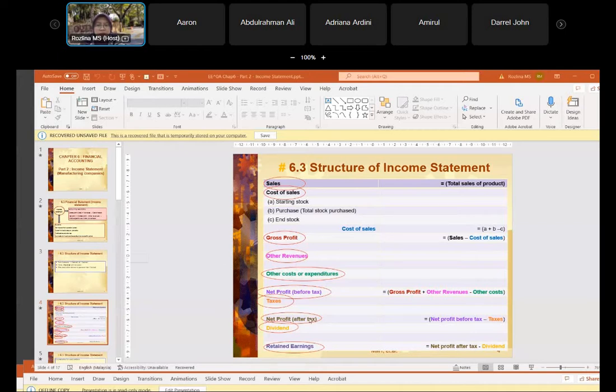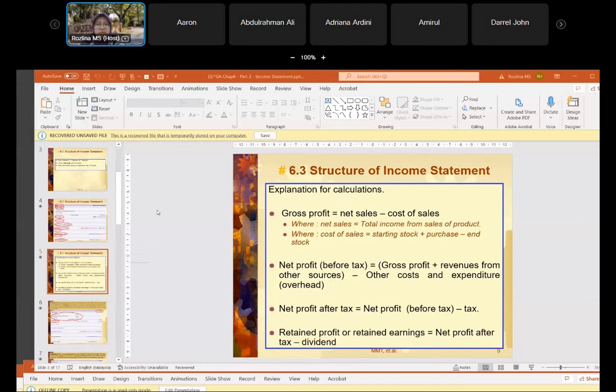I think you have gone through this. You have gone through this format, right? Correct? Okay, this is only for your reading.